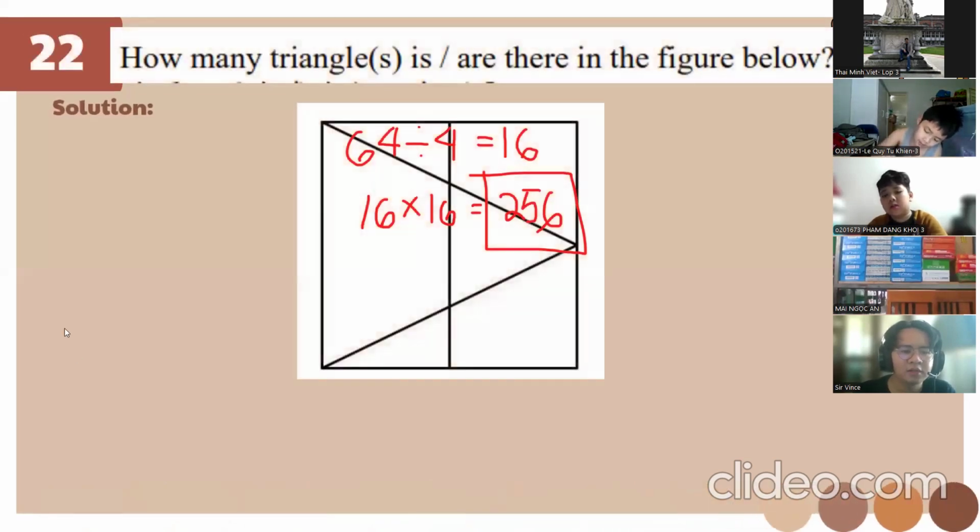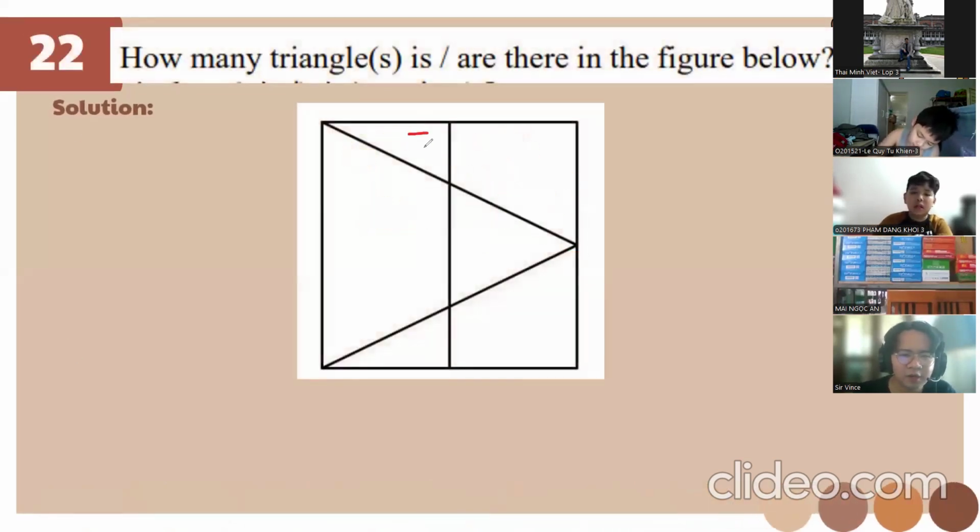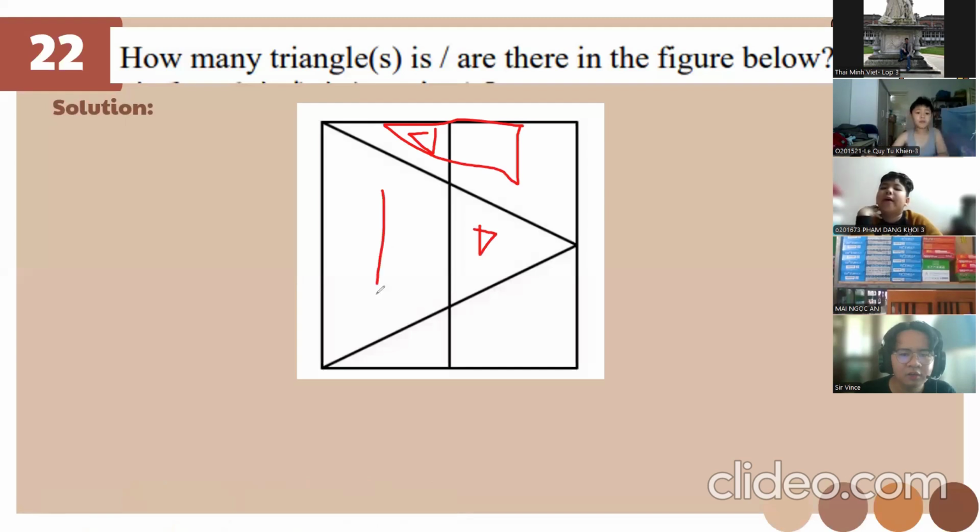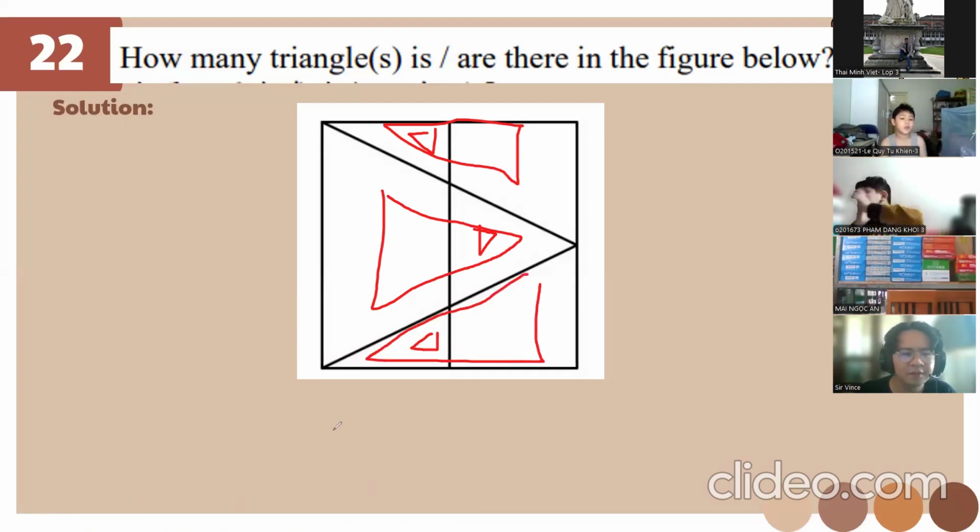Here is actually 6. 1, 2, 3, 4, 5, and 6. Is that okay? Yes, you may go here. Is this okay? Is this okay now? So 1, 2, 3, and 4.